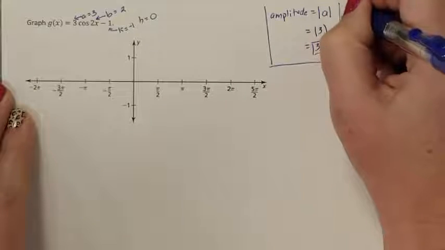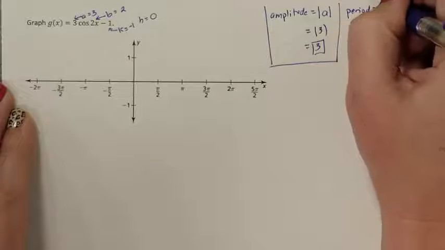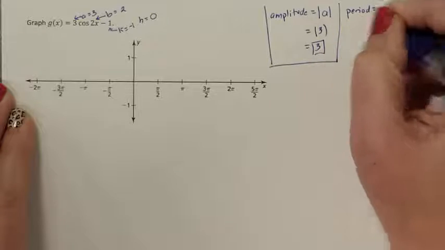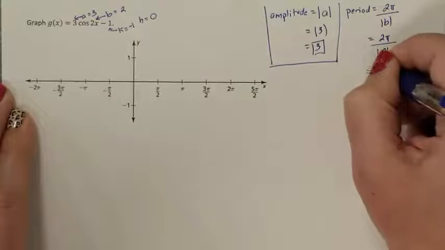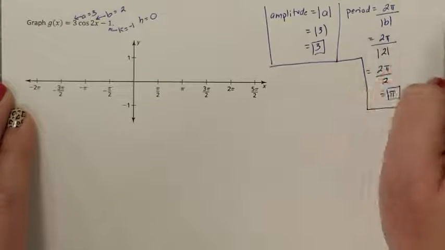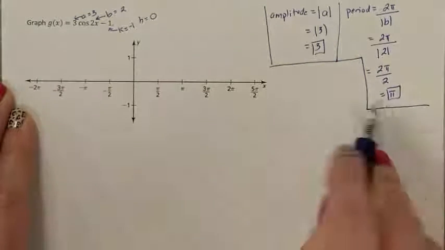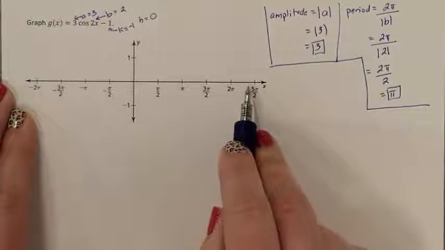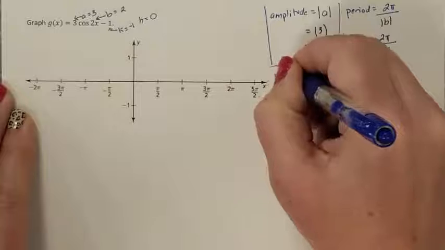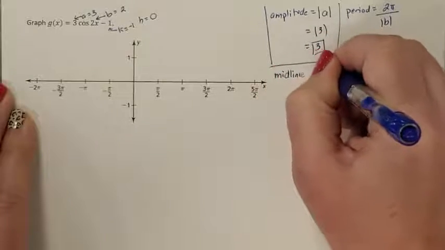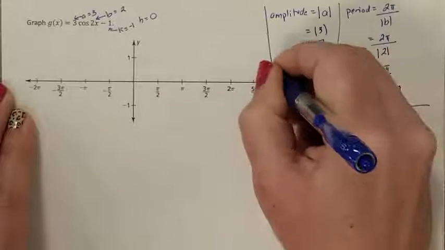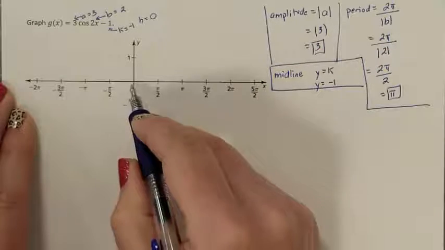After my amplitude, I then have my period, which is 2 pi all over the absolute value of b. So I have 2 pi all over the absolute value of 2, which is 2 pi all over 2, which gives me pi. So that means that my cosine function will get as far as pi, and then it'll start repeating again. Because I see there's h's and k's, first thing we need to do is find the midline, which is the formula y equals k, which meant it's y equals -1. So my midline is going to move down to -1.